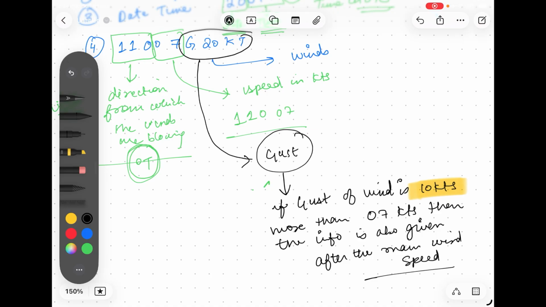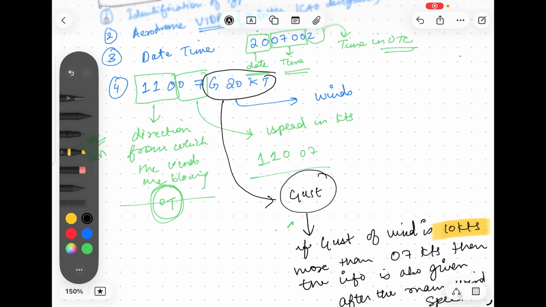So here there are winds. How do you read this? The winds are coming from 110 degrees at 7 knots, gusting at 20 knots. So 20 knots is again the speed of the gust. Okay. And gusts are not reported if the difference is not more than 10 knots.